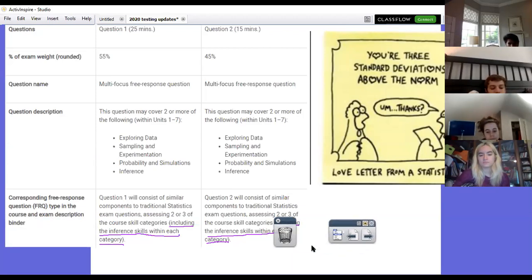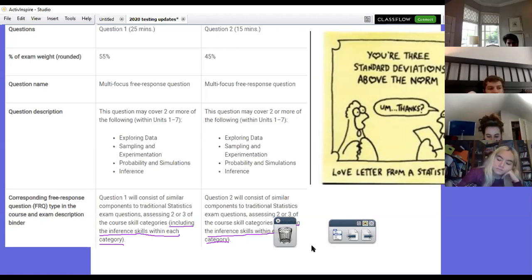What I thought was interesting is that there's 7 units that you're supposed to know about, right? There's 2 questions. So every question is going to be kind of broad and test your knowledge of multiple topics. So you're going to get a question assessing 2 or 3 of the core skill categories. Both of them say including the inference skills. So inference, what does that mean? Like confidence intervals, significance tests.